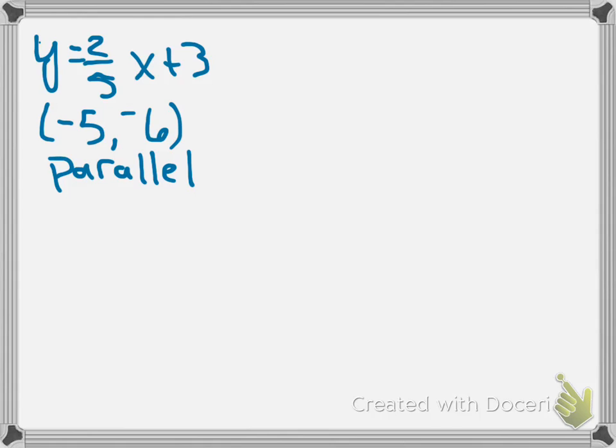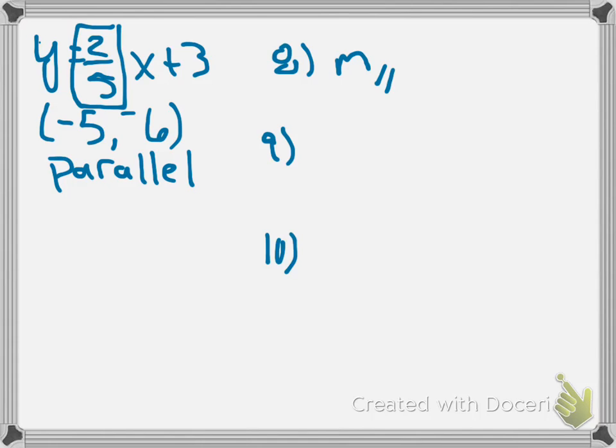Okay, so here's the next set of questions for 8, 9, and 10. Again, we're looking for something that's parallel. So I find the slope, 2/5. So the slope of a line that's parallel is 2/5. And then I don't worry about this equation at all.